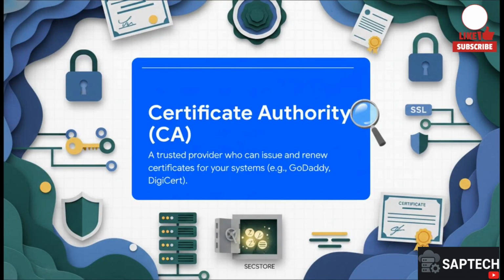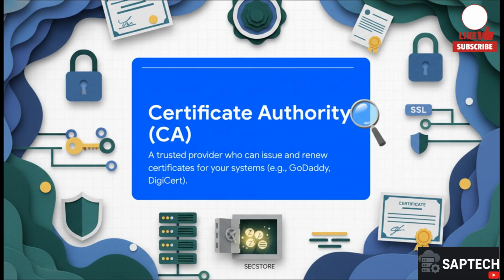Okay, so if the certificate is a passport, who actually issues it? You can't just print one yourself, right? Of course not. That's where a certificate authority, or a CA, comes in. These are globally trusted organizations. You've probably heard of them, like GoDaddy or DigiCert. They are the official passport office of the internet. You prove your identity to them, and they issue you a certificate that everyone else in the world will recognize and trust.